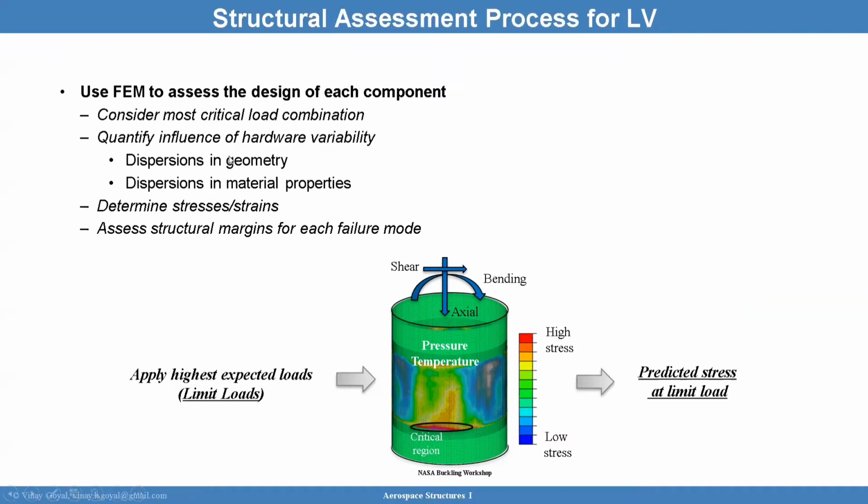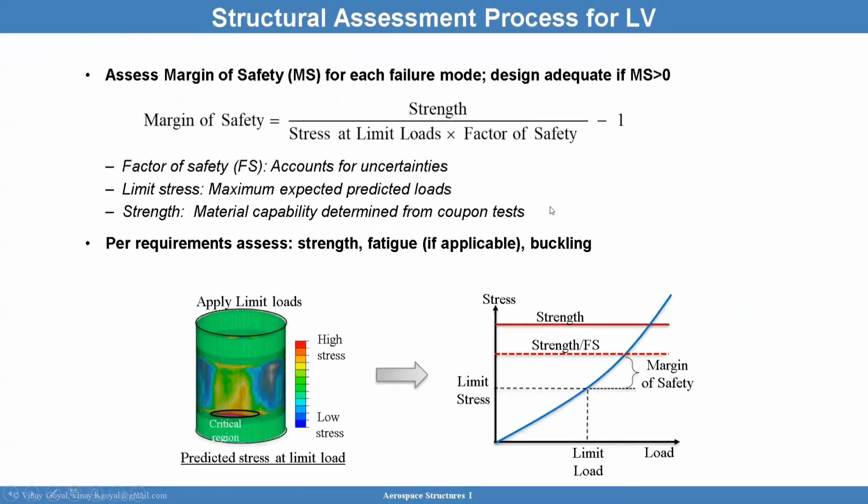And then you can determine the stresses and strains out of here, and then you can assess the structural margins for each of the failure modes of concern. So again, you apply the highest limit loads from the coupled loads analyses, and then predict the stress at limit load. Then you use that information here, along with the factor of safety, and then you have the allowable strength, which has been adjusted for the environments, and hopefully is the A-basis allowable if it's a primary structure. That will give you a margin of safety.